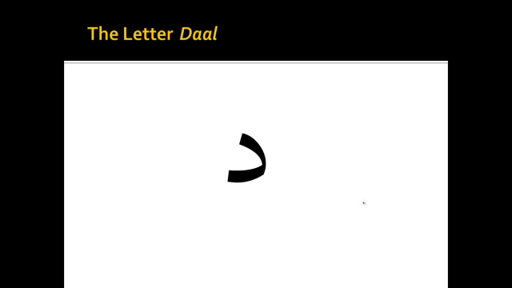Here is the Daal. I'm going to write Daal here. Now the Daal is like the D in English, which is pretty easy. Like as in door. Now the Daal, you see, it starts from here, and we come down, and then we write it over this way. We make our next stroke like this, and it's going to sit on the line.